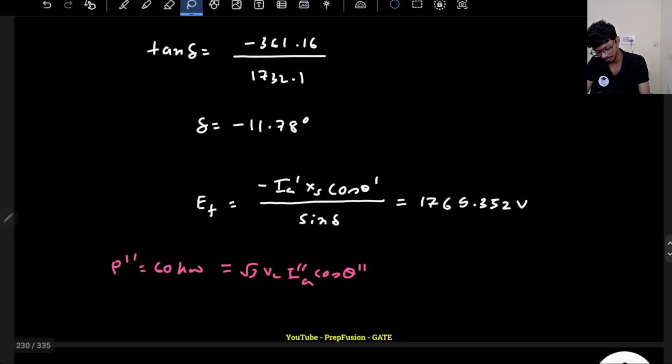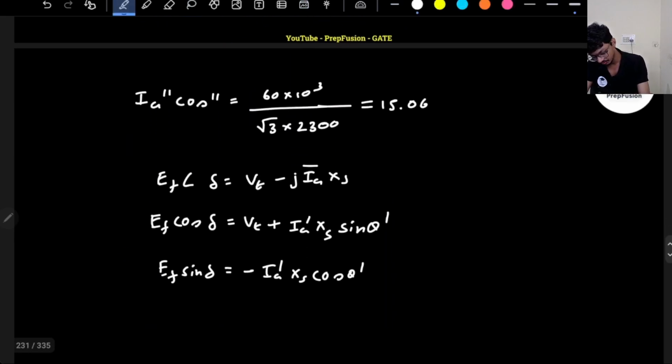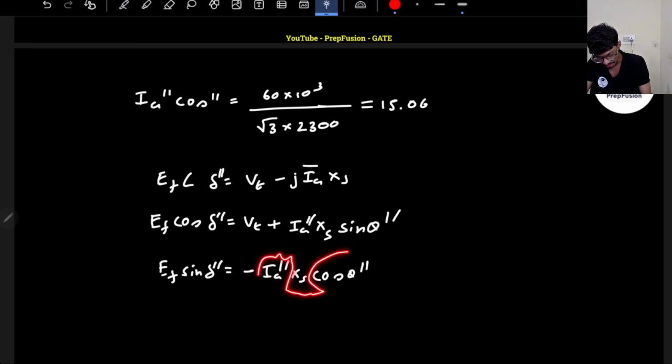This will still satisfy. Remember, your EF will not change. EF still will be same. Your delta will change actually. This will become delta double dash. This will be IA double dash, this will be sin theta double dash, this will be cos theta double dash, IA double dash. Okay. So here I can replace IA cos theta double dash.